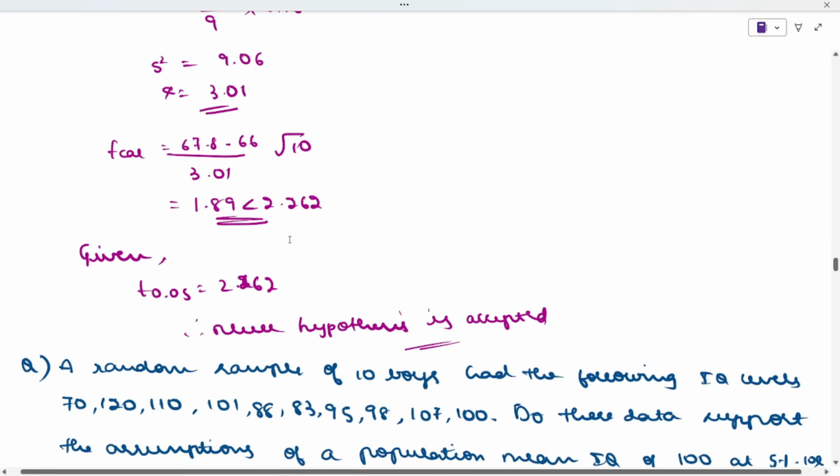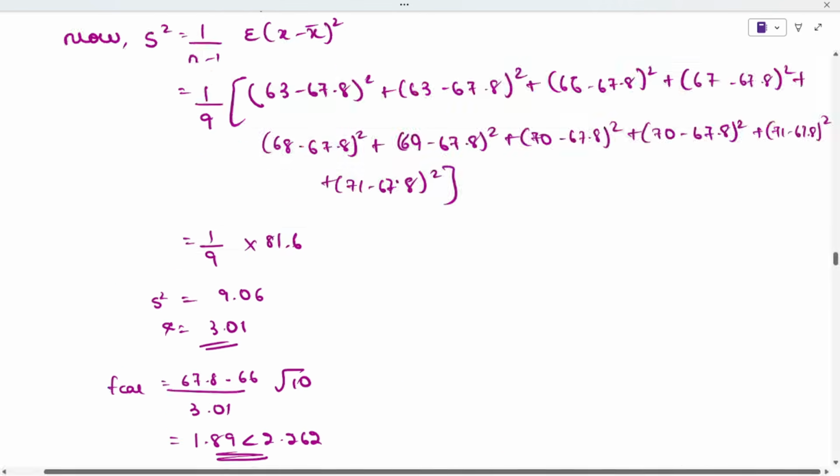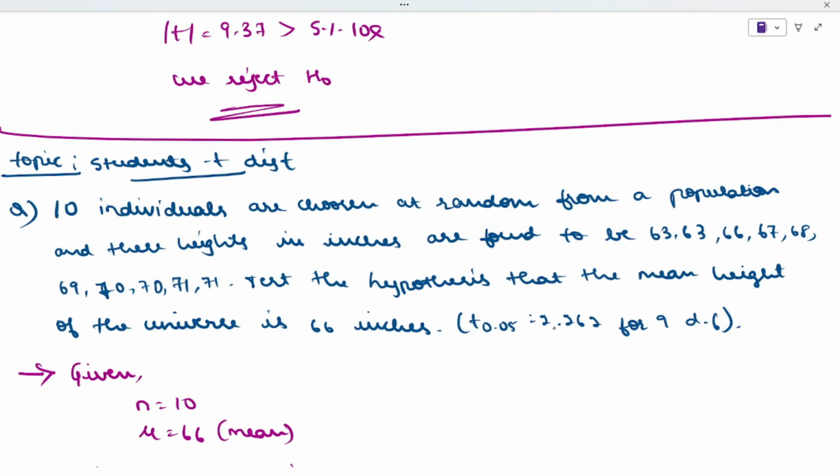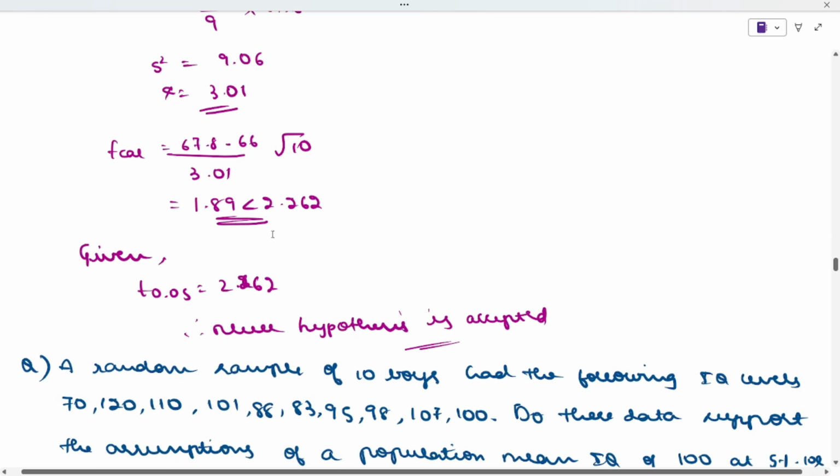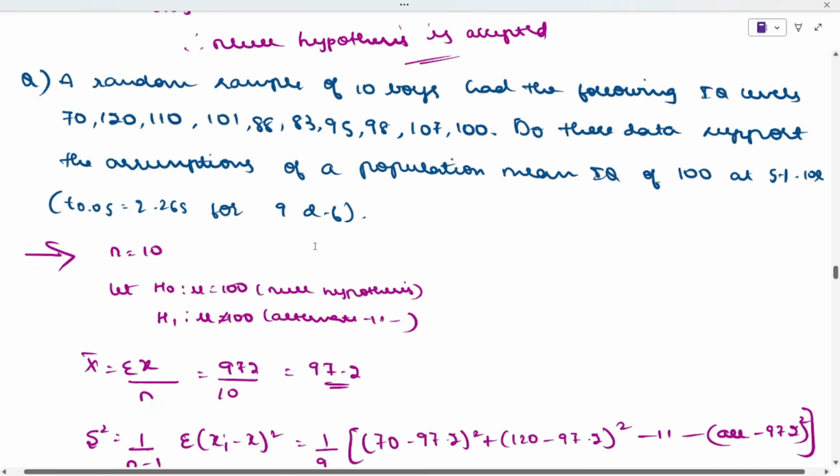3.01. Now for the calculated value, 3.01 substituted, you will get it as 1.89, that is less than 2.262. 2.262 means here they have given, right, this you need to remember. That is less than, so it will be what? Null hypothesis is accepted.